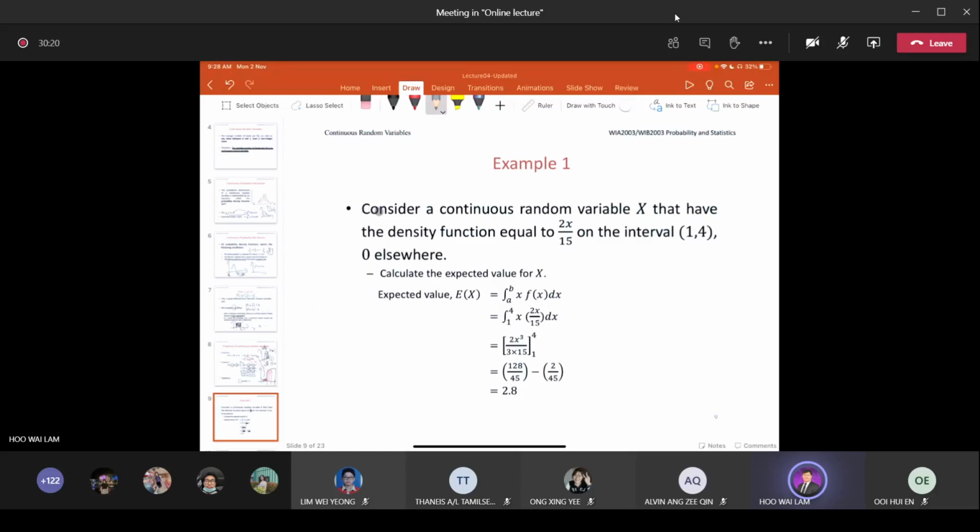Consider a continuous random variable x that has the density function equal to 2x divided by 15 on the interval 1 to 4. So this basically tells you the function.